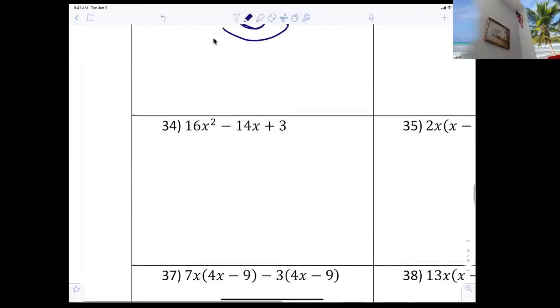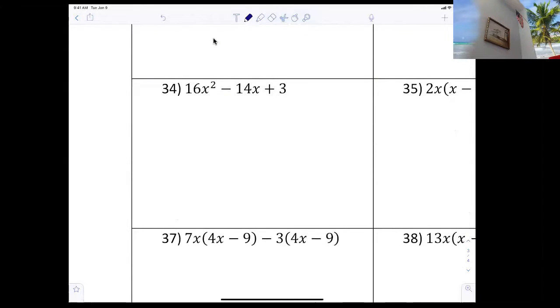All right, here we go. 34. Oh, we don't want to go with 4 and 4? Oh, okay. 8x and 2x. Go ahead. And 3 on the left, and then 1 on the right.